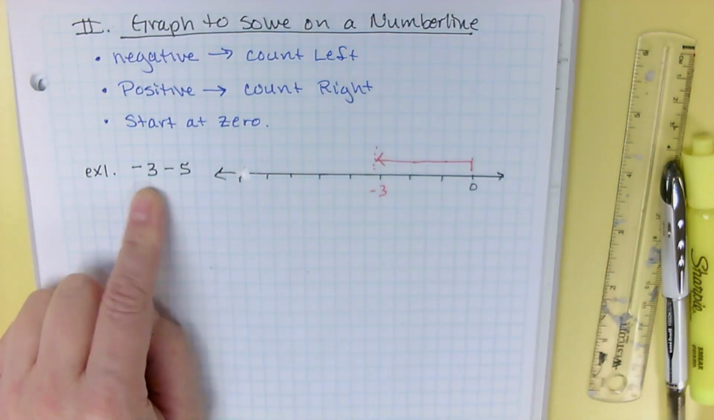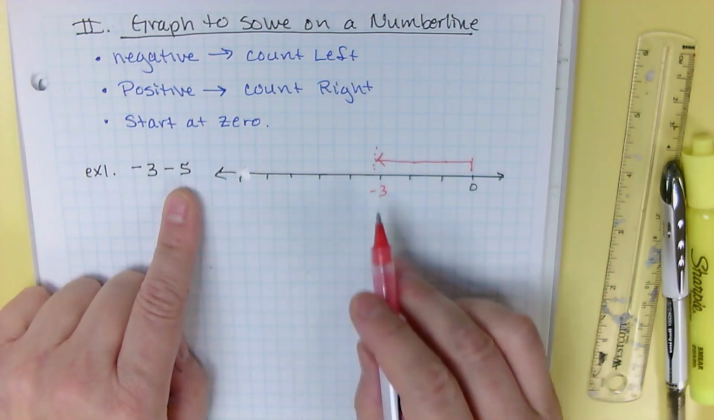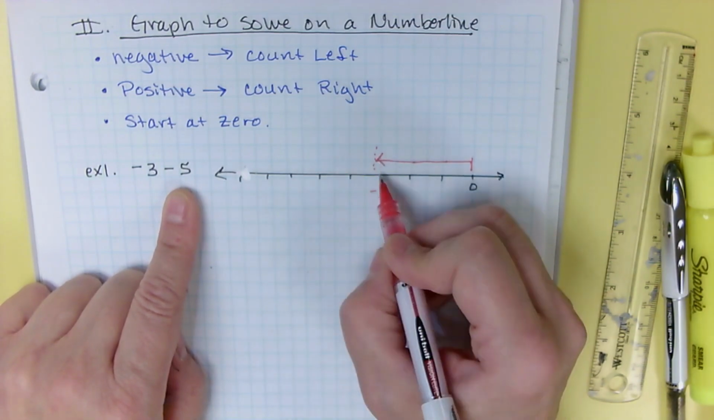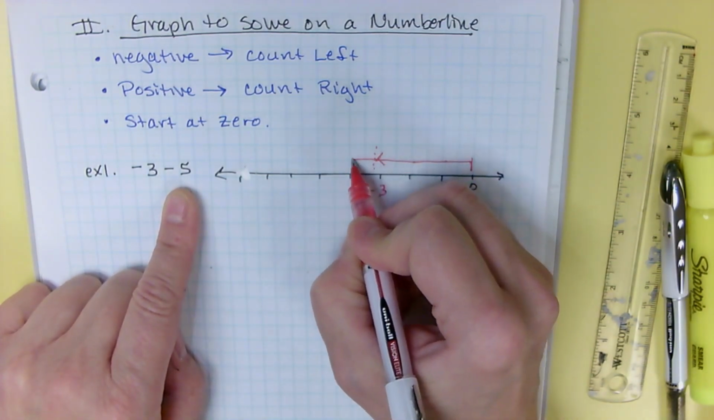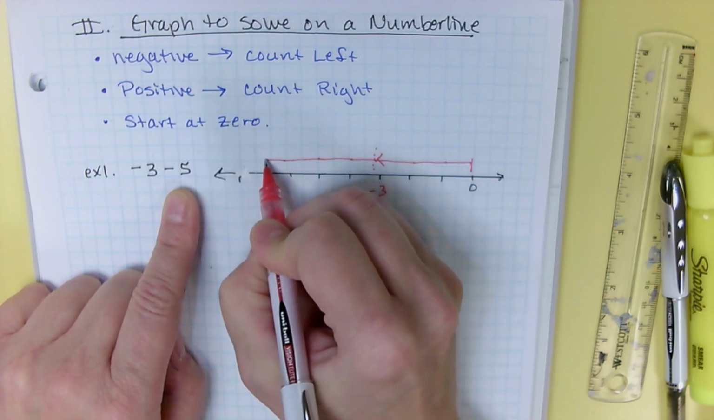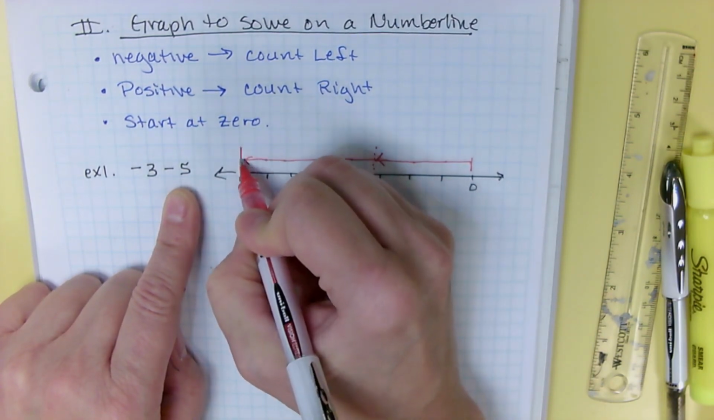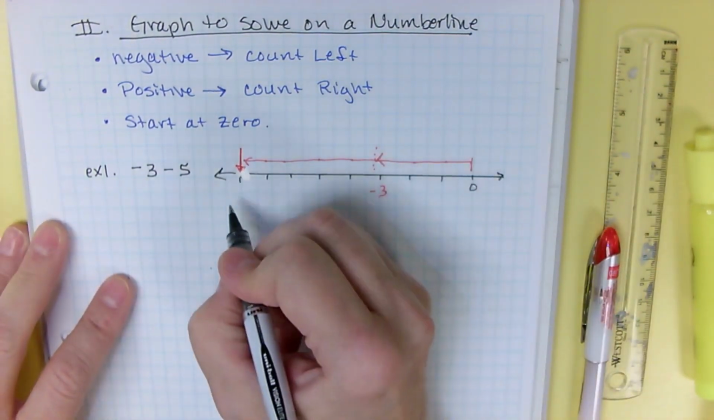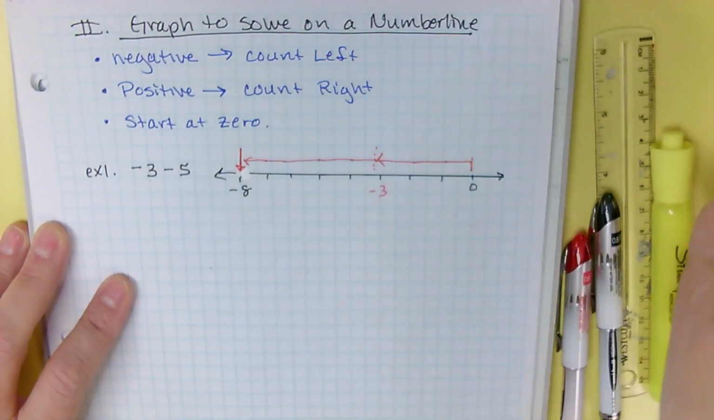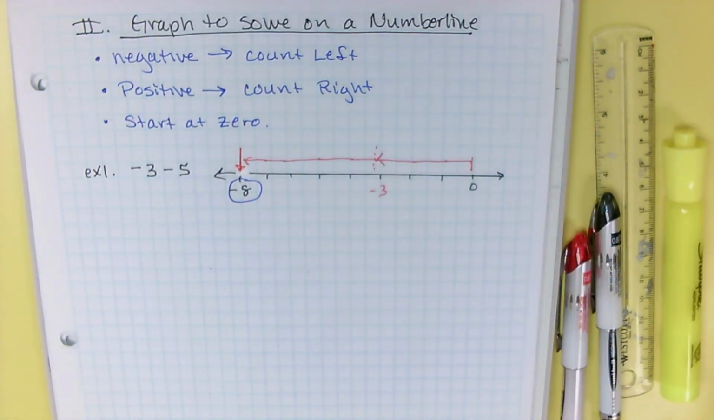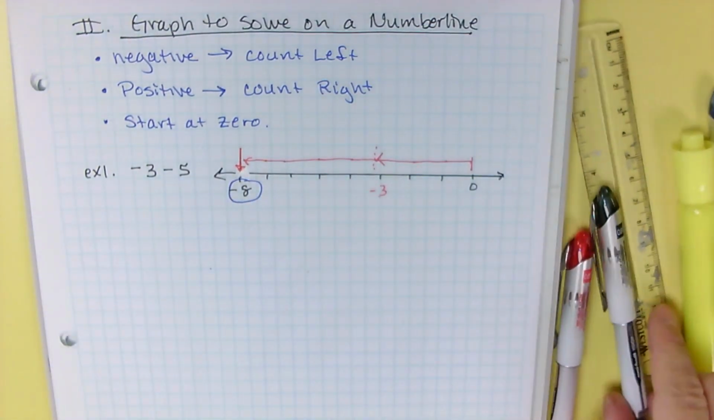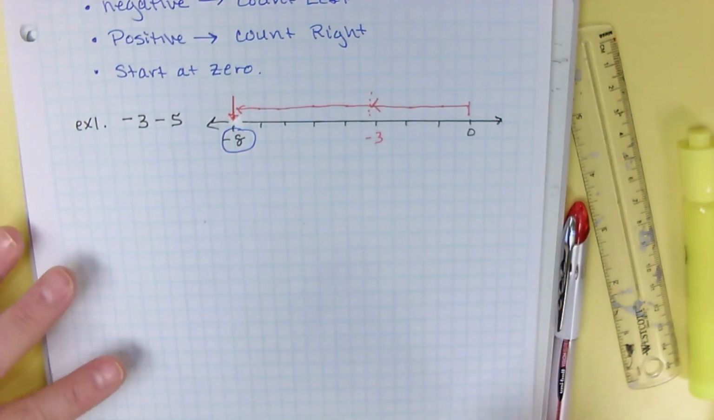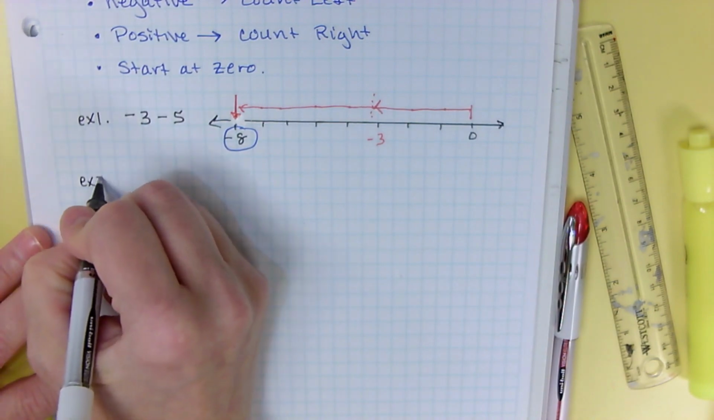Now, from there, you do the second number from where you left off. So this is a -5, which is also left. So from where you left off, you're going to count 1, 2, 3, 4, 5. And where you end is the answer, which if you count your spaces, this is -8, which is the answer. And that's how you find it using a number line. Kind of interesting.